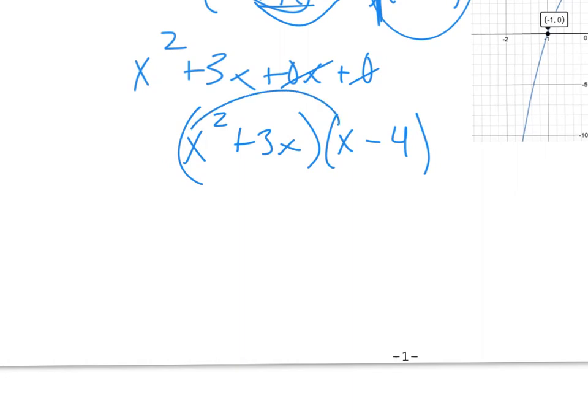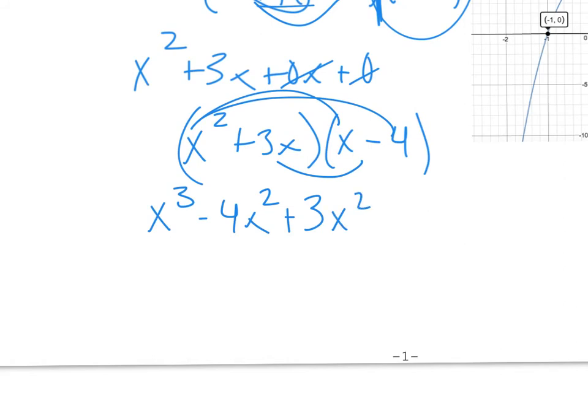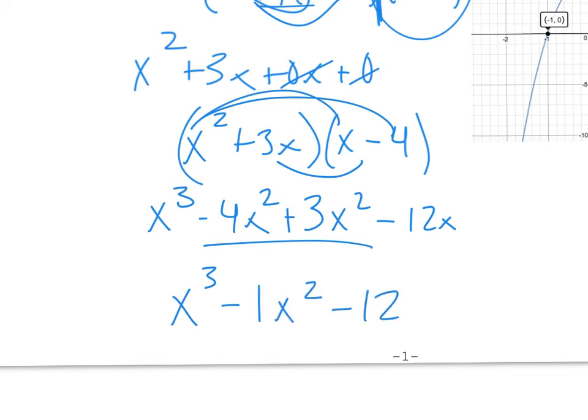x squared times x is x to the third. x squared times negative 4. 3x times x. 3x times negative 4 is negative 12x. Combine like terms. My final answer is x to the third minus 4. Oops, not minus 4. Minus 1, x squared, and minus 12x.